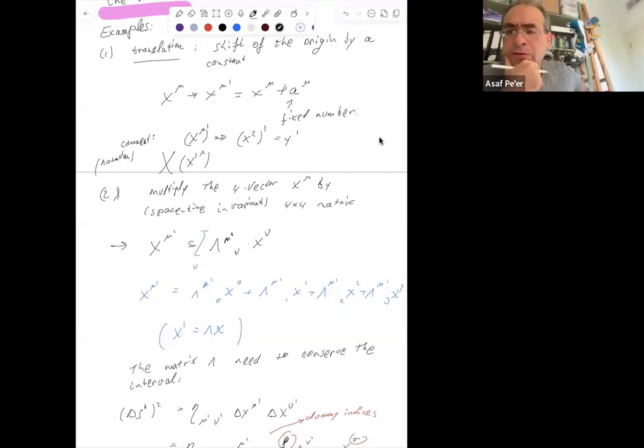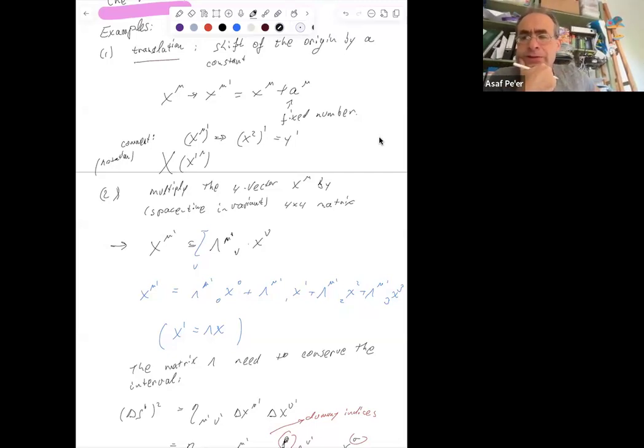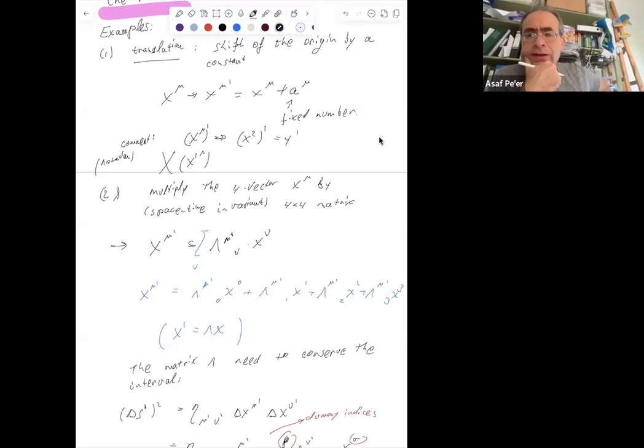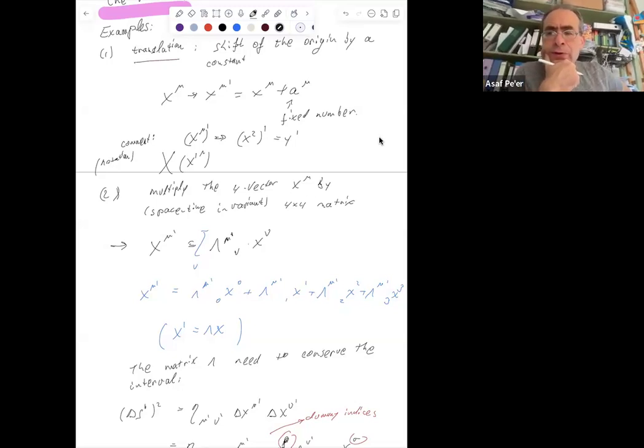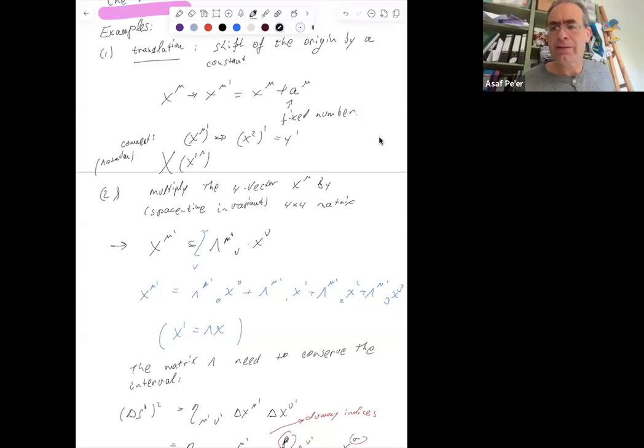So far, the only things I defined are the position vector, x mu, the metric with 2 lower indices, and the Lorentz transformation with 1 upper and 1 lower index. That's all. Of course, we're going to define many more vectors and other quantities, but right now those are the only ones that we define. We'll wait with the other definitions until next week.